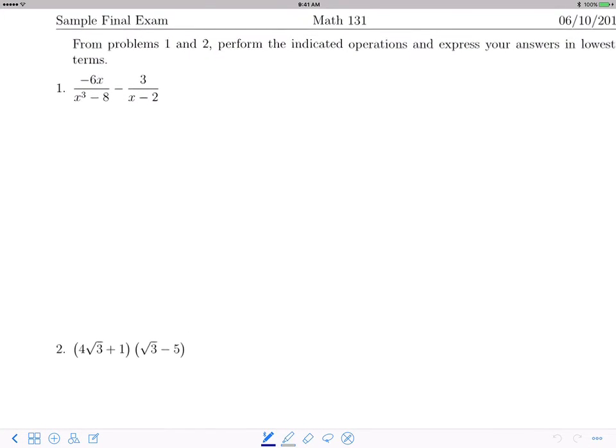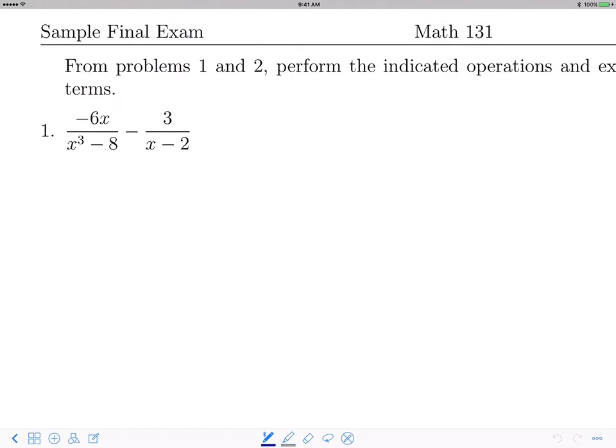So in this problem, we want to simplify, perform the indicated operations and simplify. Here we're going to subtract these two rational expressions. In order to do that, we need a common denominator, and to find a common denominator, I want to factor the first fraction.